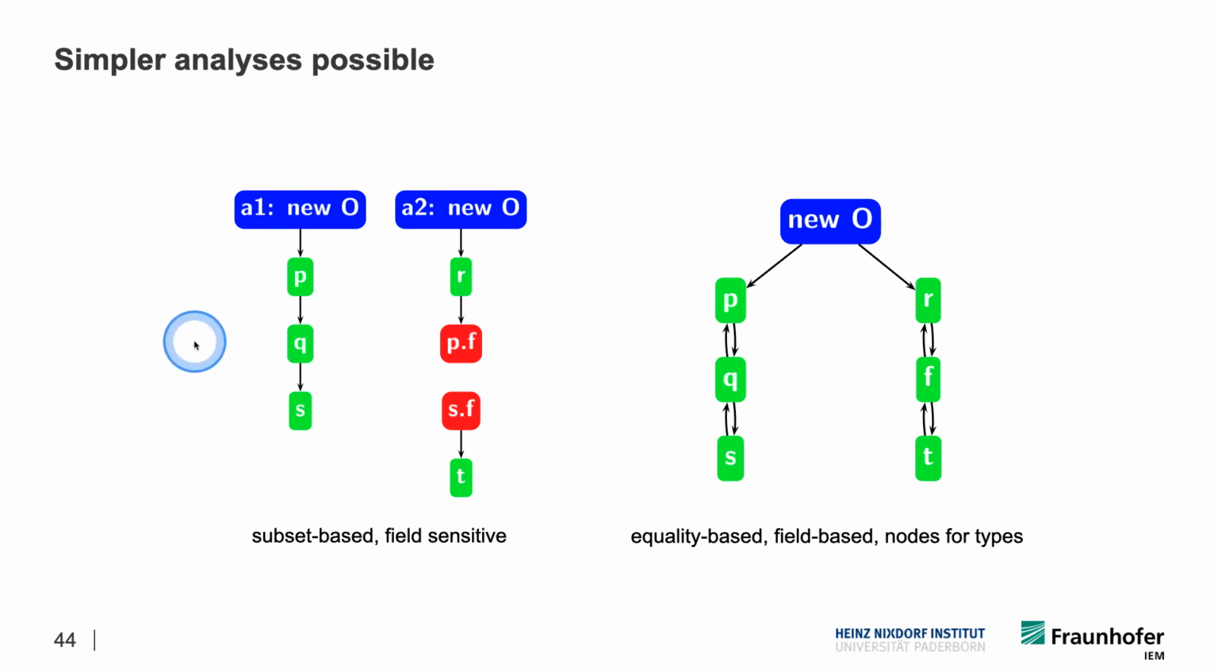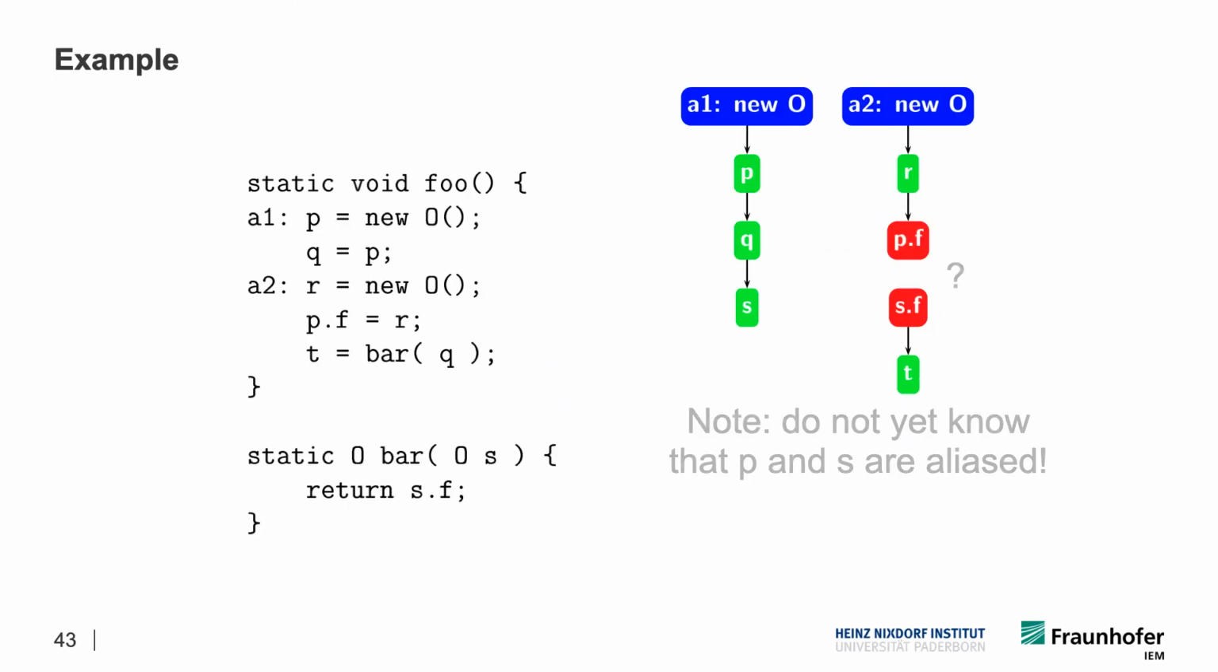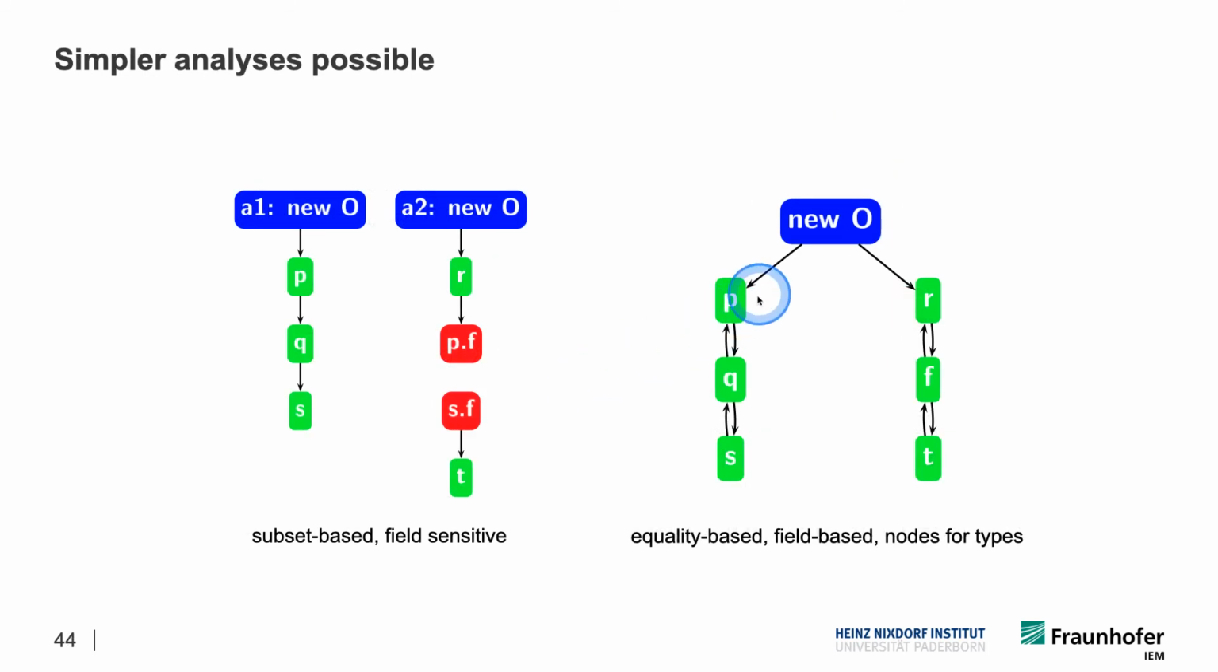You can, for example, have a subset-based field-sensitive analysis, like I've shown it to you here, right? This is just the same as on the previous slide. But you can also have variants of this, right? What you see here, for instance, is an equality-based analysis. Here we do not have subset equations, but equality constraints. Where we had a directed edge earlier, we now have undirected assignment edges between variables. That's then called an equality-based analysis.